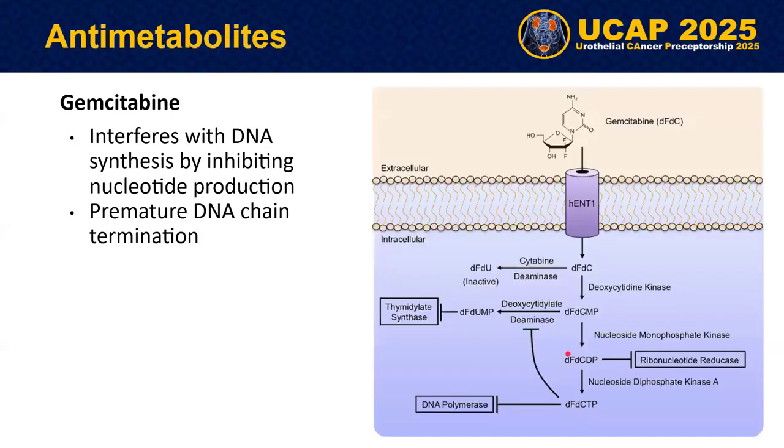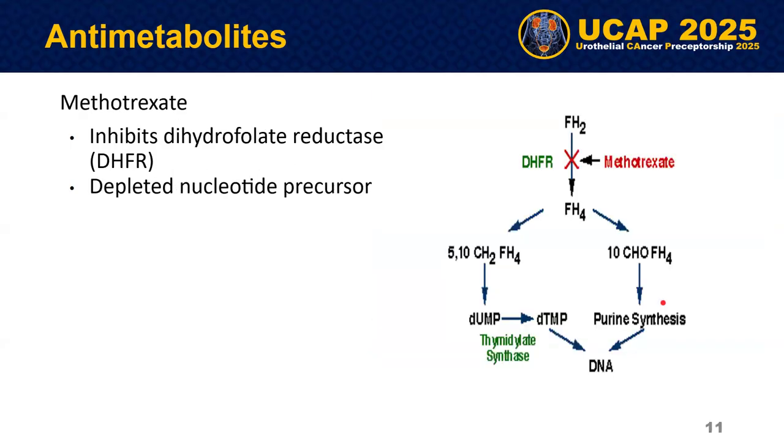Next, antimetabolites, including gemcitabine and methotrexate. So gemcitabine interferes with DNA synthesis. As you can see here, gemcitabine binds to the hENT1 structure. Again, don't worry too much about this. But as you can see here, the downstream pathway is actually important for nucleotide production. And nucleotide is an important building block for DNA synthesis. Hence, when there's no nucleotide, it leads to premature DNA chain termination and cell death.